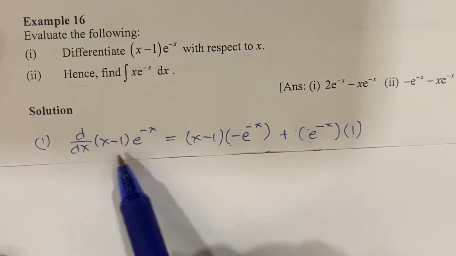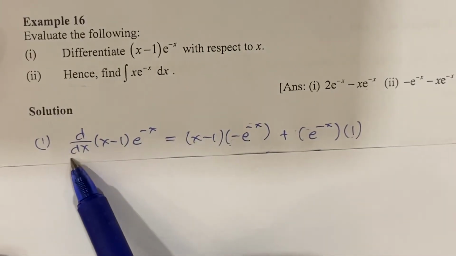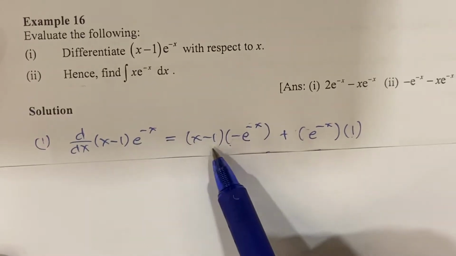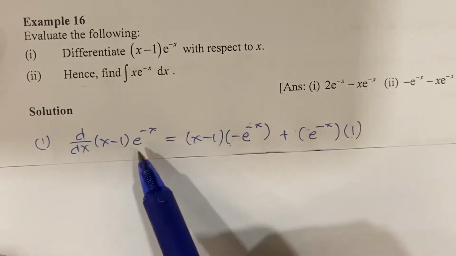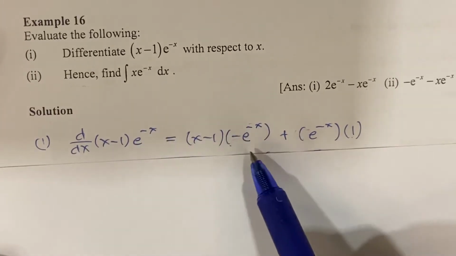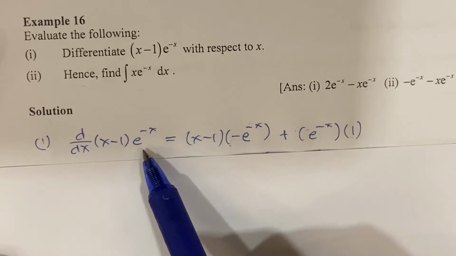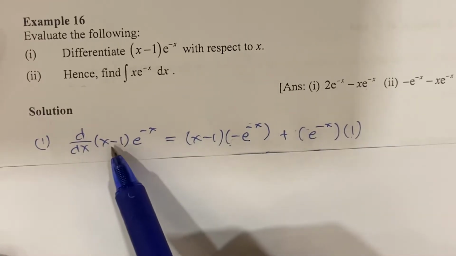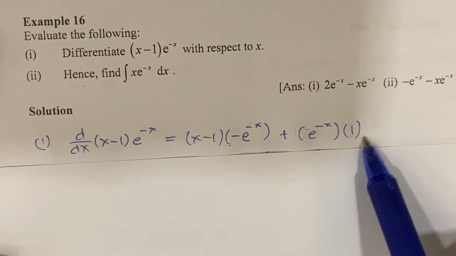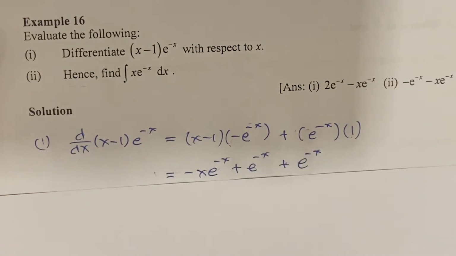Now part 1 is actually quite simple for us now because this is the previous topic. This is a product function. So when we differentiate, we take the first function and differentiate the second function. Differentiate e power negative x will give us negative e power negative x. And take the second function, differentiate x minus 1 will give us 1. So when we simplify, we're going to have this.